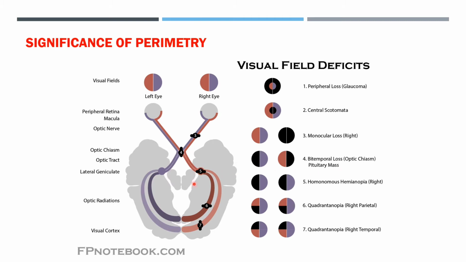If the lateral geniculate body or optic tract is damaged, then it will result in homonymous hemianopia. Homonymous means the same side of each eye is damaged. So if the left side is damaged, on both sides the left side is damaged. So here the temporal field of vision is damaged, here the nasal field of vision is damaged. That is why it's known as homonymous hemianopia.